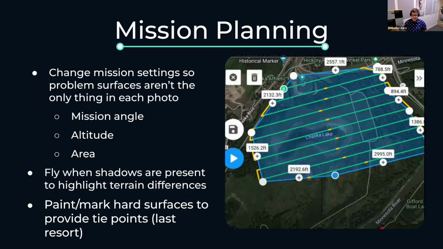If you have a hard surface, the last resort here is to make your own tie marks and paintings and stuff on it. That I don't normally recommend because it's going to take a long time and you're going to need a lot of them. So if you're not already planning to mark out a parking lot or something like that, maybe try to fix it doing something else before you do that. That's more of a desperation.